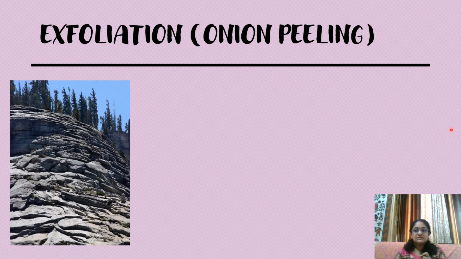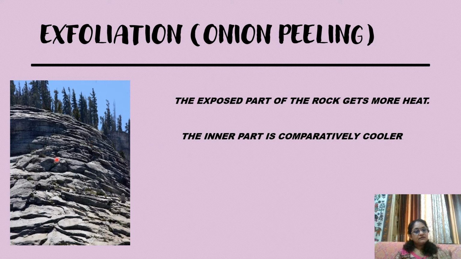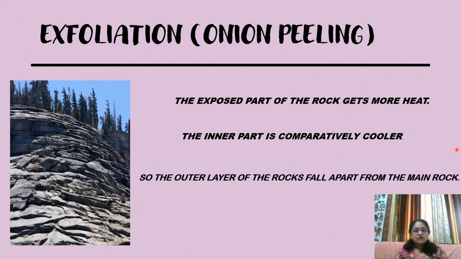Now you can see these, students, there are these layers. Layers of these are being broken away on this rock. Why does this happen? I'll tell you. See, the exposed part of the rock gets more heat. That means the top part of the rock is exposed to the sun's heat. So the upper part of it gets a lot of heat. The inner part is comparatively cooler. If you compare it with the outer part, the inner part is comparatively cooler. Okay, so what happens is that the outer layer of the rocks falls apart from the main rock.